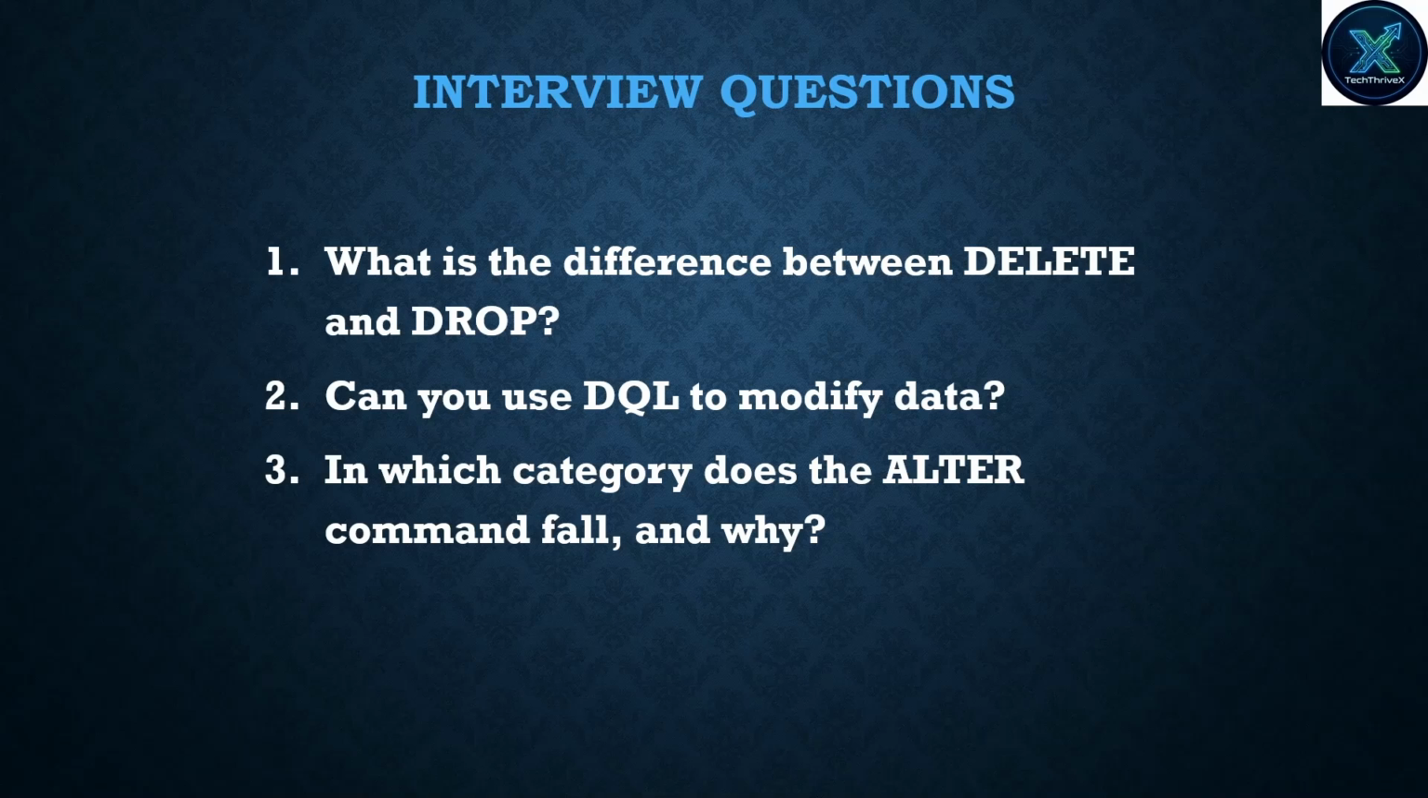So coming to the third question. In which category does the alter command fall and why? You guys need a hint, right? Here it comes. Does it change a specific person's name or the structure of the list?